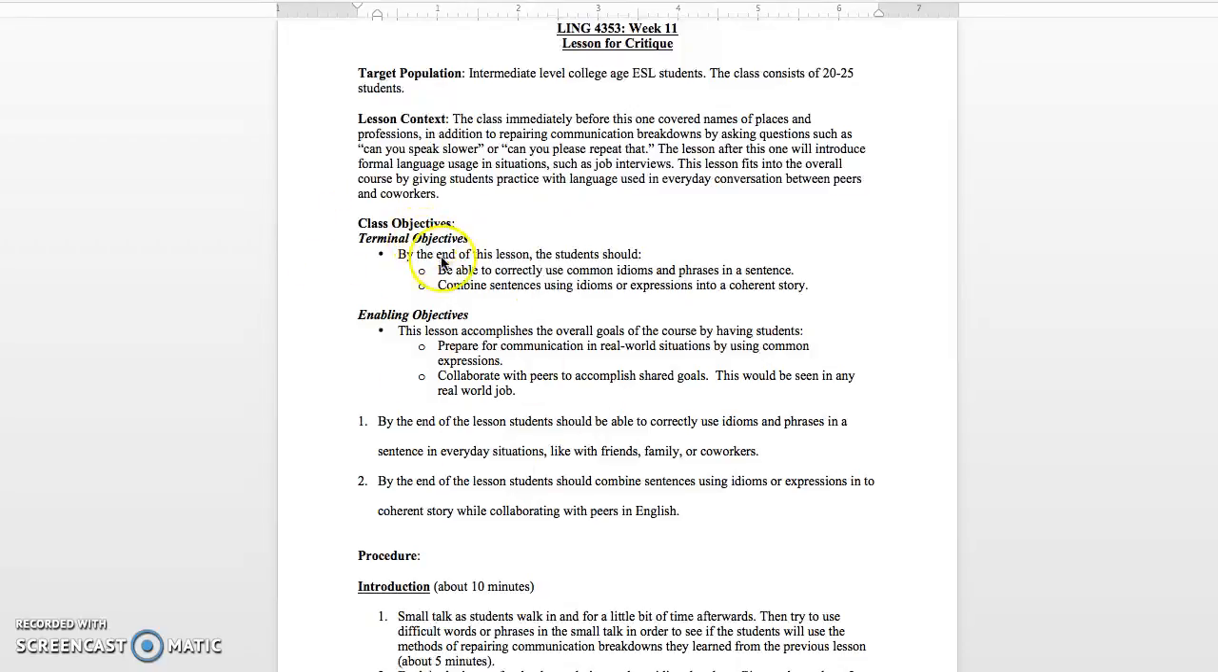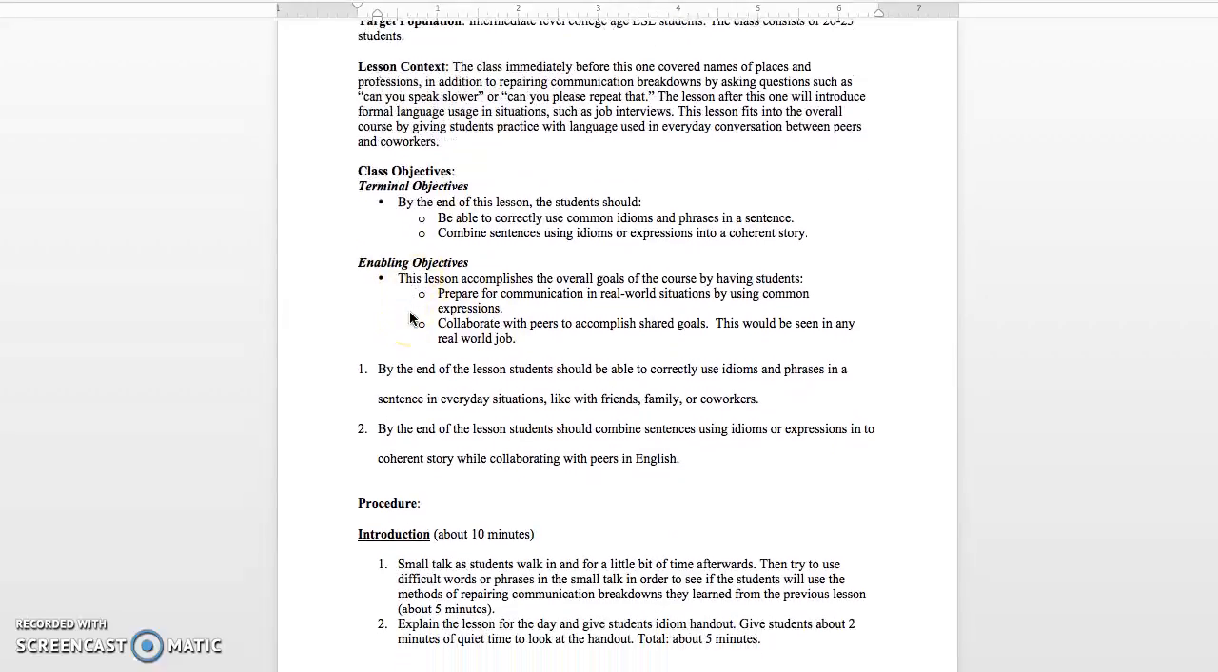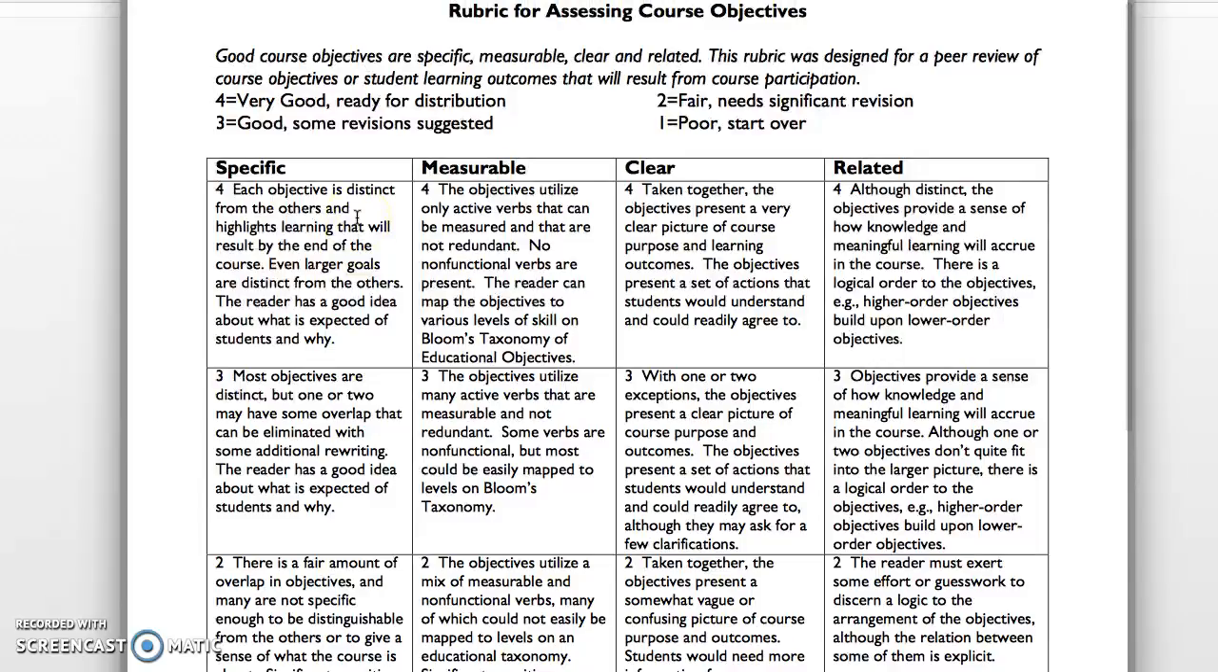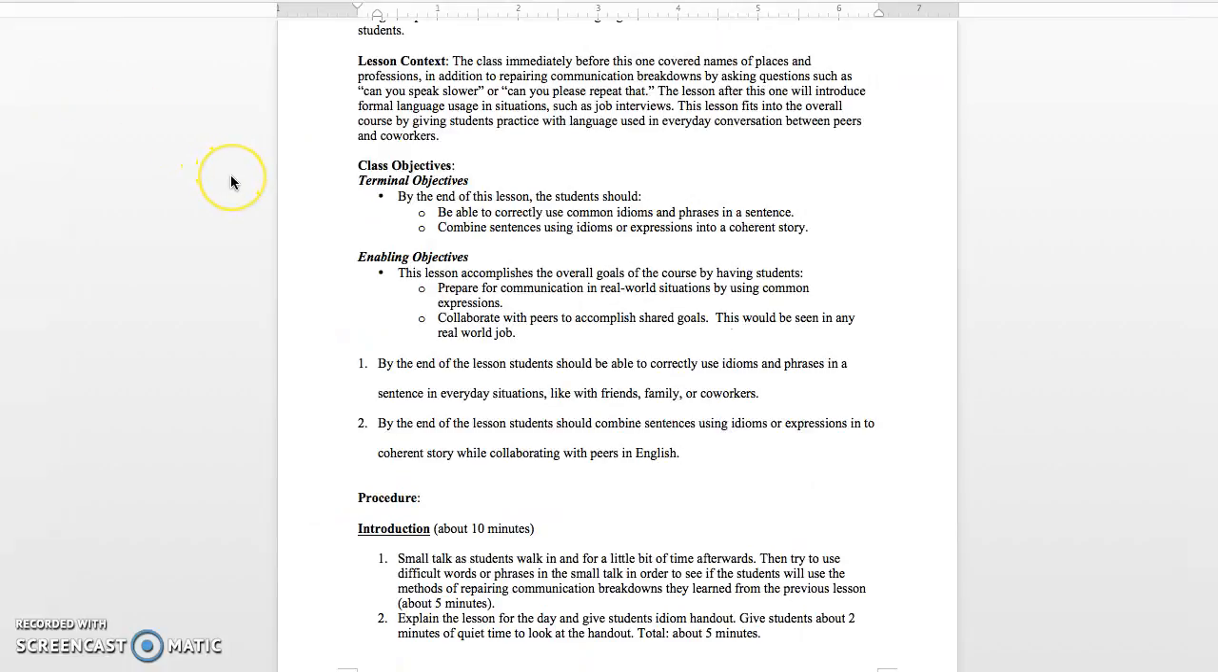So I'm just going to jump right into it, and we're going to start by focusing on these objectives. According to this rubric for assessing course objectives, I would rate these objectives at a 3. But let's go back and look at these, and you should notice that these enabling objectives are broader than the terminal objectives. And the terminal objectives are supposed to be more general.